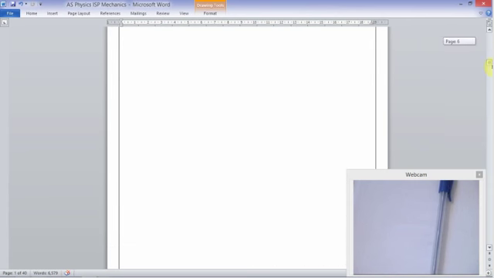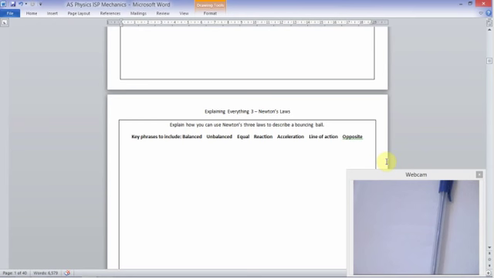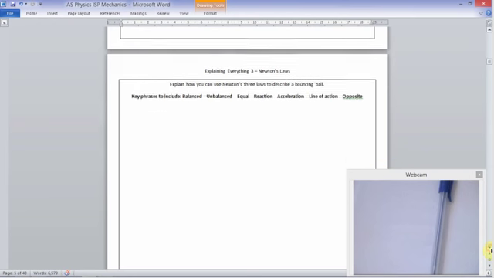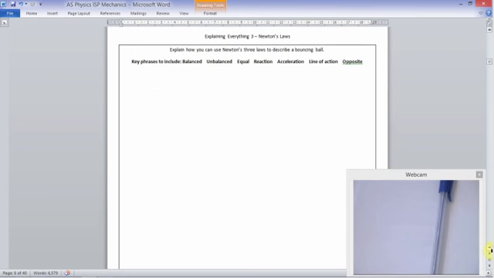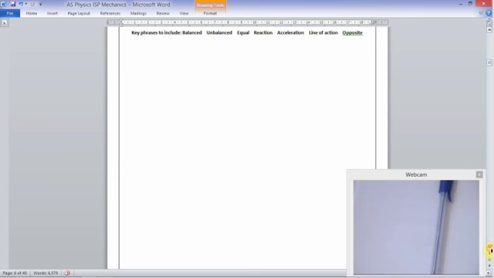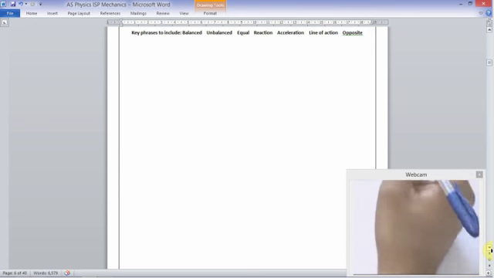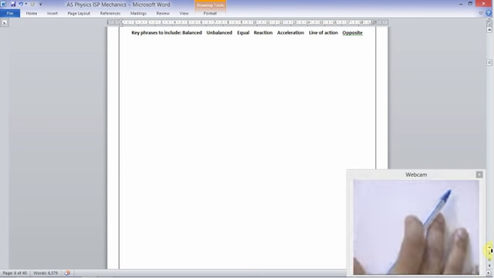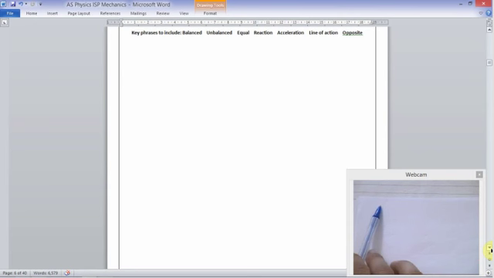There we go. Okay, so we've got the ideas of using Newton's 3 laws to explain how a ball bounces, or describe a situation of a bouncing ball. So remember the 3 laws. The first law is that an object will remain at rest unless there is any external forces acting on it.